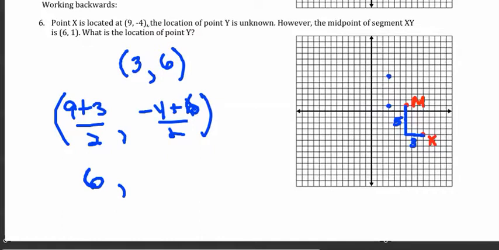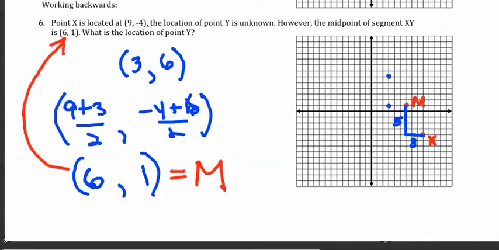Negative 4 plus 6 is 2, divided by 2 is 1. And here's how we know that we're right. If we're right, this is the midpoint. And since 6, 1 was the given midpoint, we know that our point for Y was correct, so 3, 6.